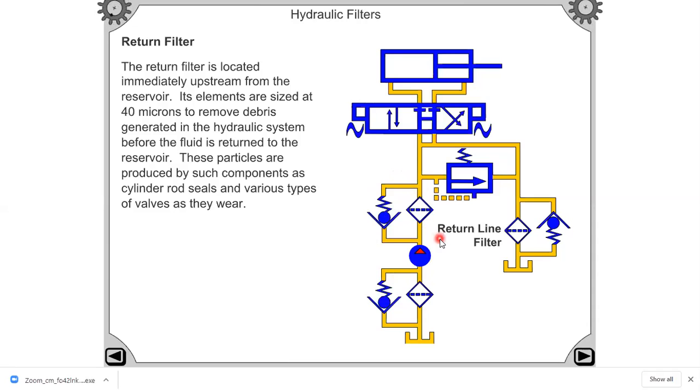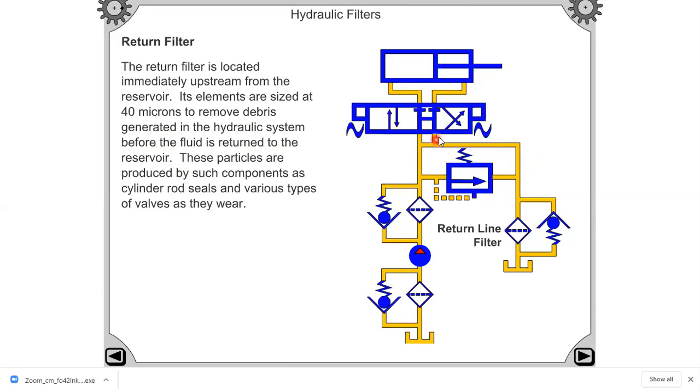And the return filter, the name itself says it: return means the oil which is returning back to the tank. If I use a filter there, that is called the return filter. Its element is sized at 40 microns, so whatever the mesh size is, it will be 40 microns. It is used to remove the debris generated in the hydraulic system before the fluid is returned to the reservoir.